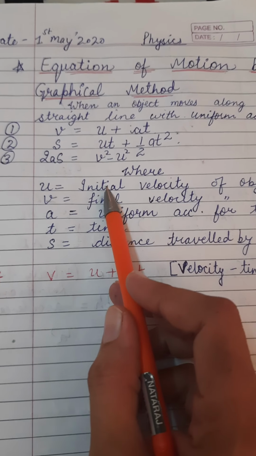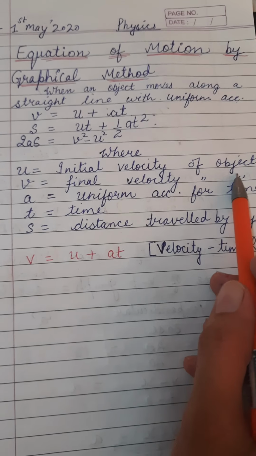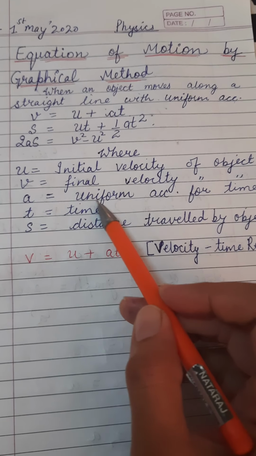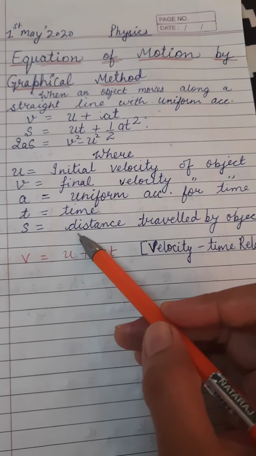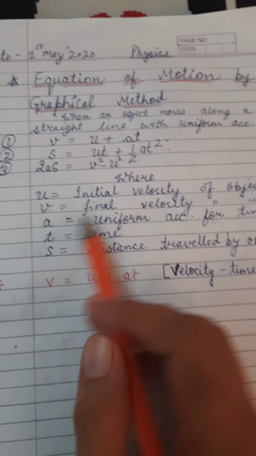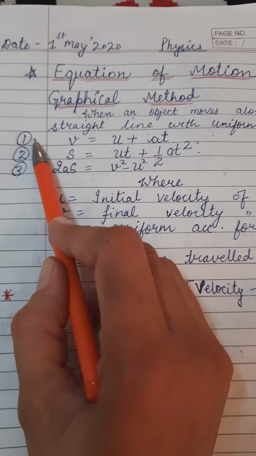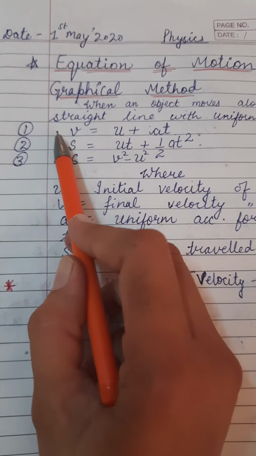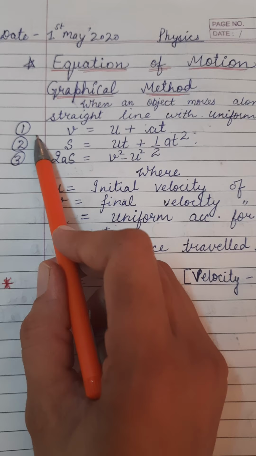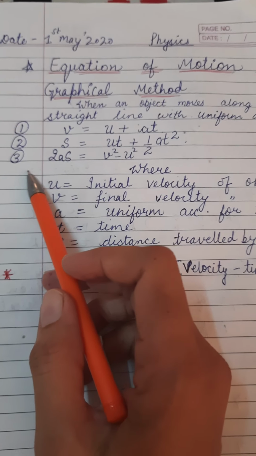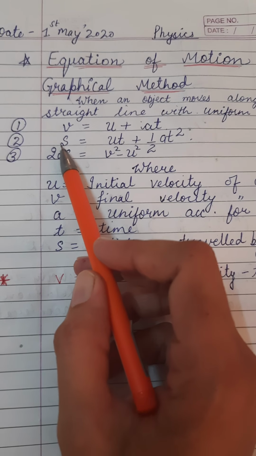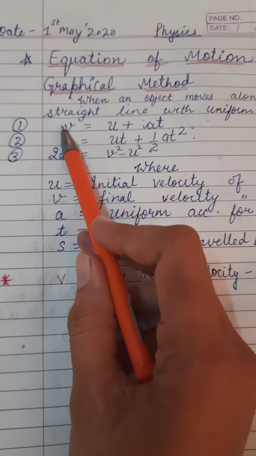u stands for initial velocity of the object and v is the final velocity of the object. a is uniform acceleration for time t, and s is the distance traveled by the object. Remember that whatever is written as equation number 1 will remain equation number 1. For example, if I ask you to write down the first equation of motion, first means v is equal to u plus at. You can't write second or third in place of first.